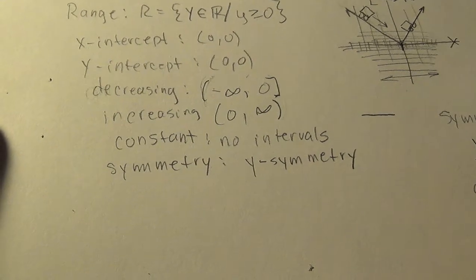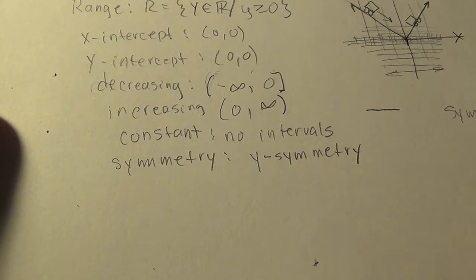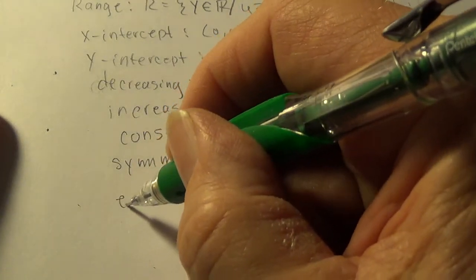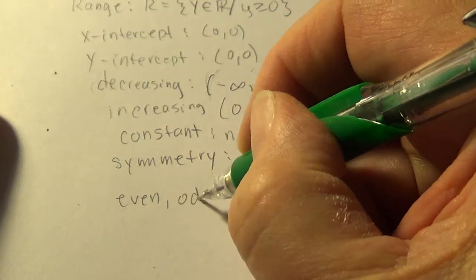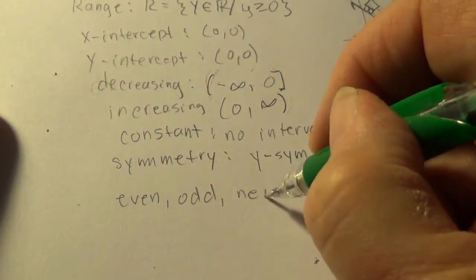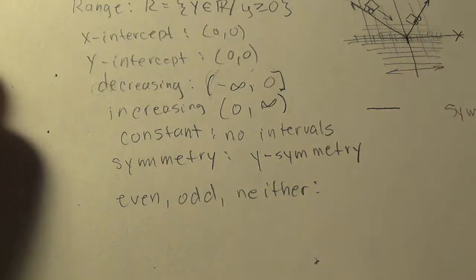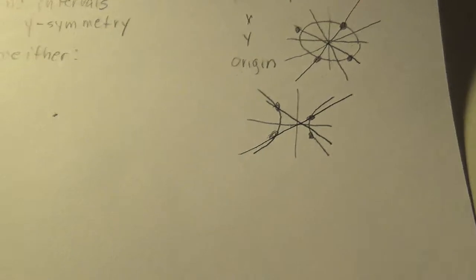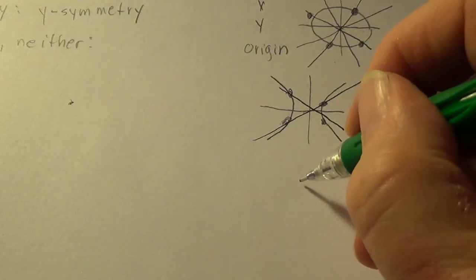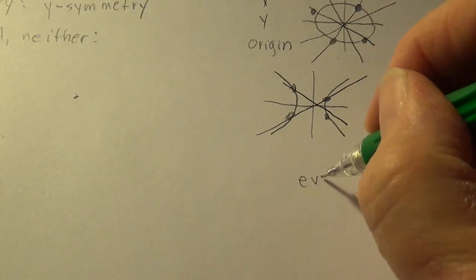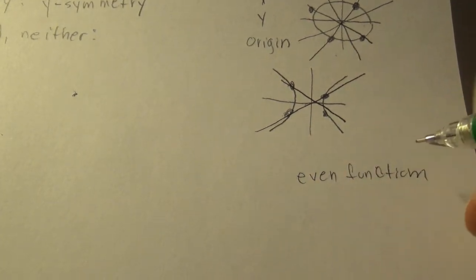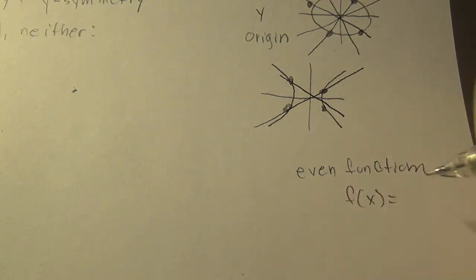All right, after symmetry, we have, is it an even function, an odd function, or neither? All right, so let's work on that. And on this page, you'll have extra notes on the absolute value, so you can refer back. An even function, we have this statement to be true: f of x equals f of negative x.